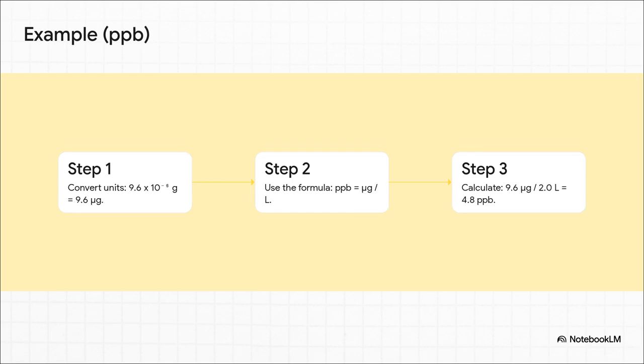And guess what? It's the exact same process for ppb, we're just using different units. So, what's the ppb of 9.6 times 10 to the negative 6 grams of salt in 2 liters of water? Well, our shortcut for ppb is micrograms per liter. So step 1, convert grams to micrograms. That gives us 9.6 micrograms. Our volume is already in liters, so we're good there. So we just divide 9.6 micrograms by 2 liters, and we get 4.8 ppb. See? It's all about that unit conversion.